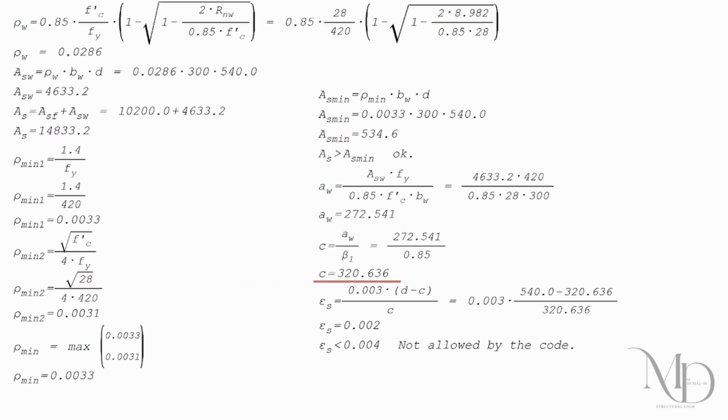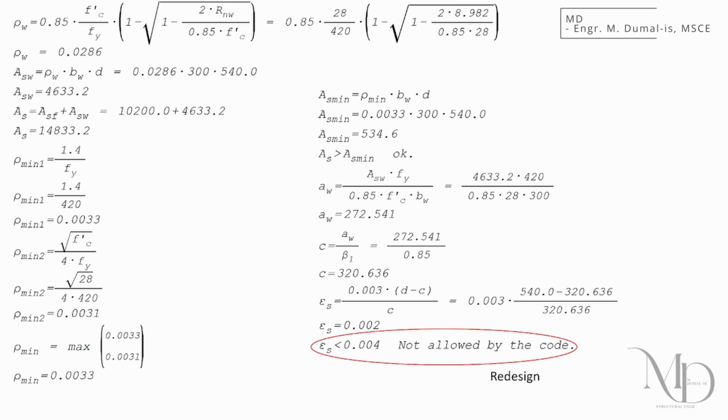This AW value will then be used to solve for the final compression block depth C in the concrete. And finally, with the value of C, we'll proceed to solve for the strain in the steel reinforcement, a key step in verifying whether the section behaves in a tension-controlled manner. In this example, we will find that the computed strain in the steel is actually less than 0.004. Now, based on code requirements, particularly for a tension-controlled section, and since there is no given external axial load, this means the section does not satisfy the minimum provision.